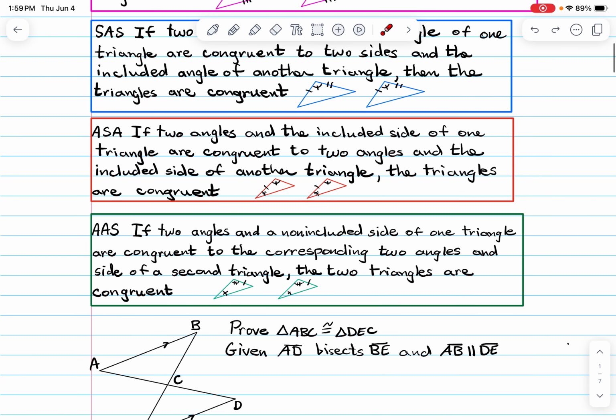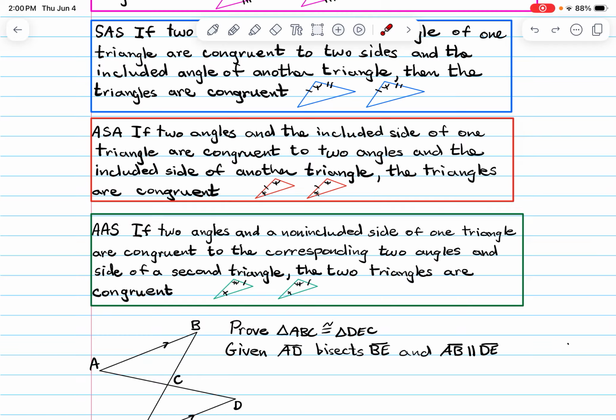And then finally, we have angle, angle, side. Okay? So notice this is not the included side. This is an angle, another angle, and then another side. Notice the difference here. This is the included side up here. Angle, side, angle. This is angle, angle, side. If you have that, then you have enough information to say that those two triangles are congruent.